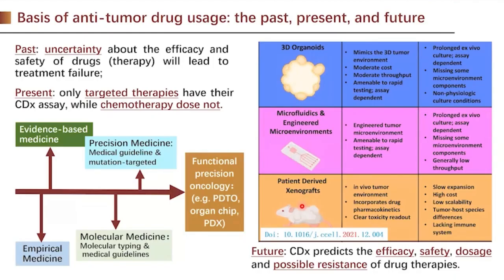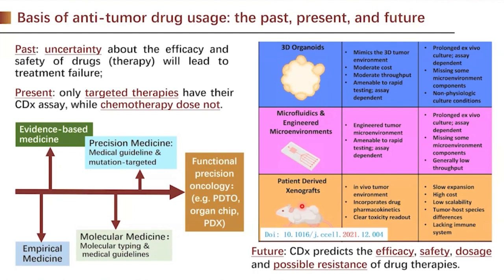However, having developed for decades, anti-tumor drug usage still lacks the corresponding CDx. At present, only targeted therapy has its CDx. In contrast, most chemotherapy, combined therapy, and personalized dosage adjustment lack CDx. I would say that till today, this uncertainty definitely leads to treatment failure. What should we do to solve this difficult problem?